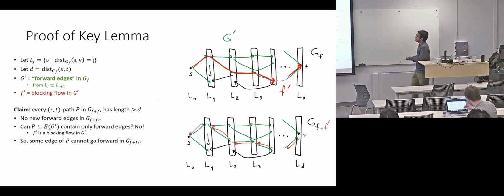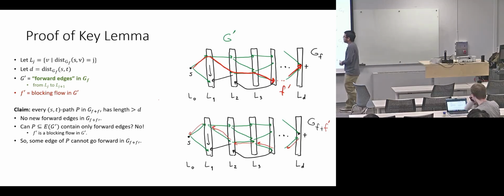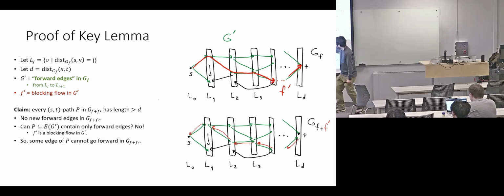Now it means that if I find an s-t path in this graph, some edge cannot go forward, because this path cannot only go forward anymore. There must be some edge that doesn't go forward. So I might find some path, but at some point I stay at the same level or I go back one level. But if that's the case, then this path must have more than d steps.